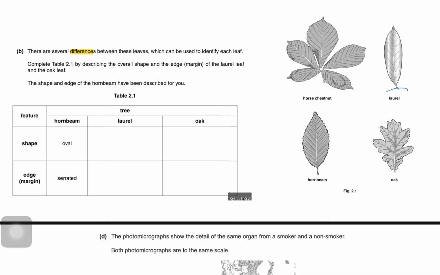When you look at laurel, and they want you to comment on the shape, the shape is more or less oval with pointed at the top. So you can say oval plus pointed at top. You can say that, it's totally okay. So you're commenting on the shape.